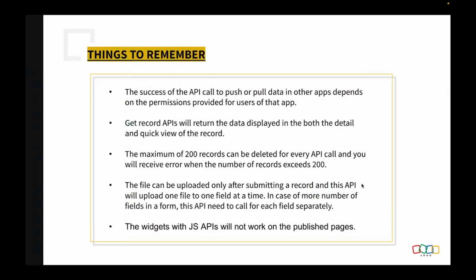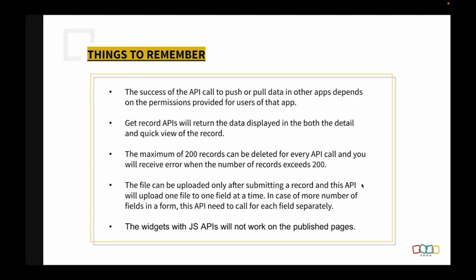And now let's see a few points to remember with regards to the APIs. The first one, the success of an API call to push or pull data in other apps depends upon the permission provided for the user of the app. If the user who is triggering the JS API, for example, add record or update record, doesn't have access to a specific module or application, the JS API will not be successful and the data communication will not be performed. And get record API will display the data displayed in both the detailed and quick view.